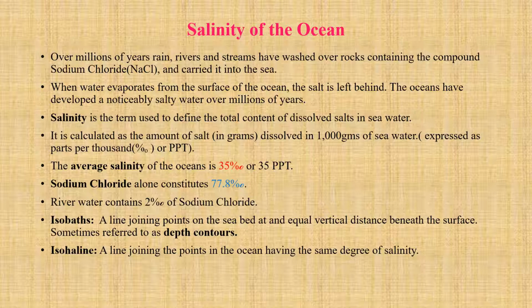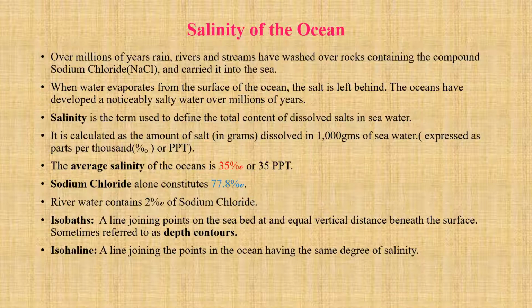So you may observe this slide. Over millions of years rain, rivers and streams have washed over the rocks. The rocks contain the compound sodium chloride. When water evaporates from the surface of the ocean, the salt is left behind. The oceans have developed a noticeably salty water over millions of years. So here we find a word that is salinity. Do you know the meaning of the word salinity? If you do not know, we shall learn it now.